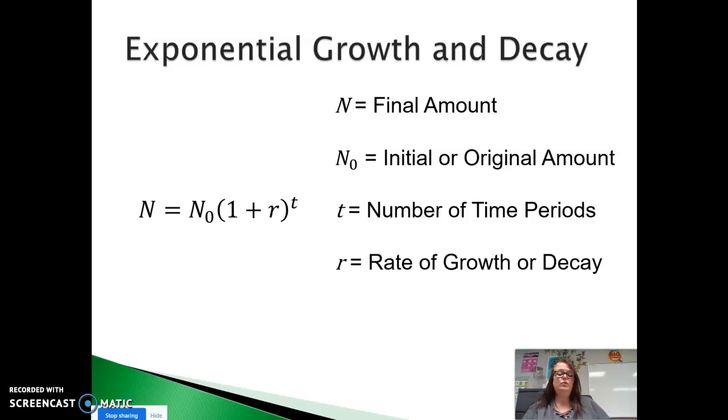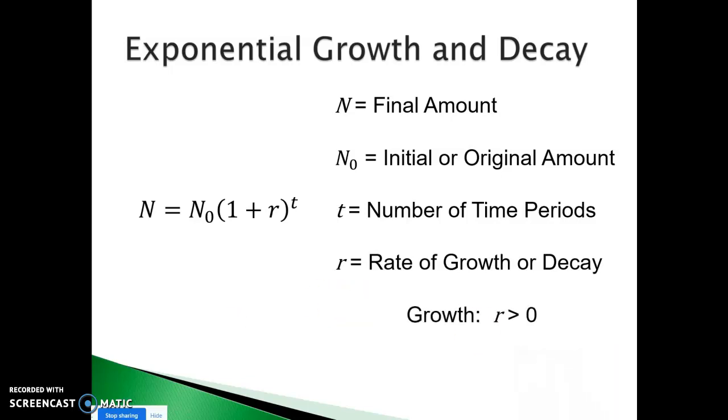R is your rate of growth or decay. And so if R is greater than 0, then we're talking about things that are growing. And if R is less than 0, then we're talking about things that are dying or decaying.